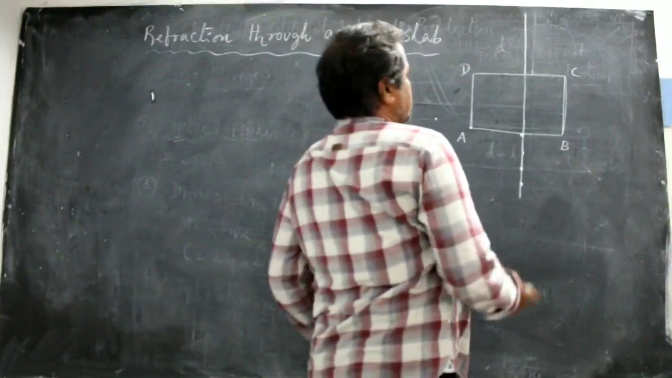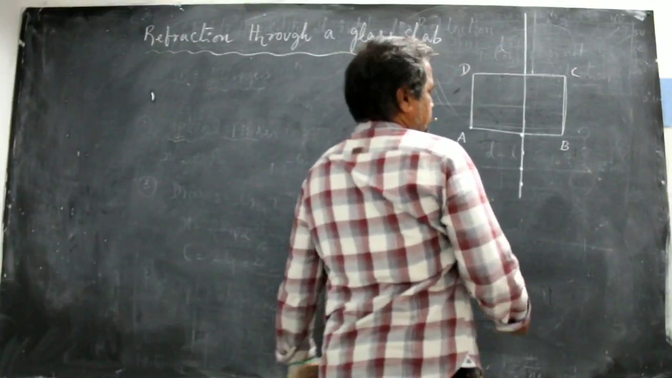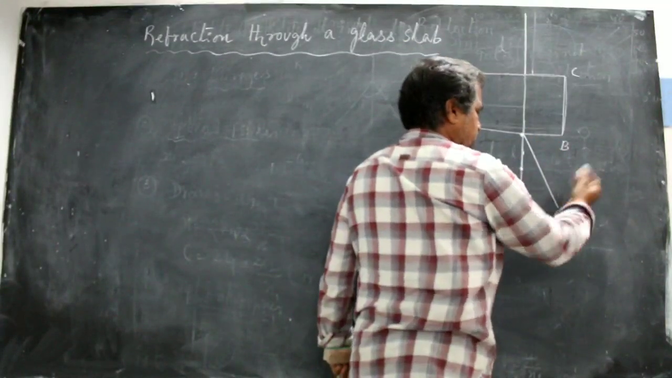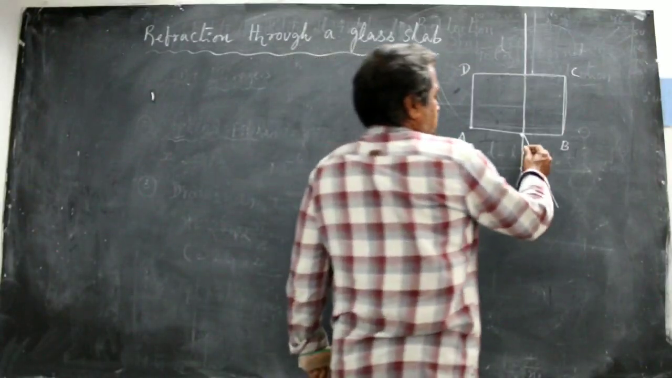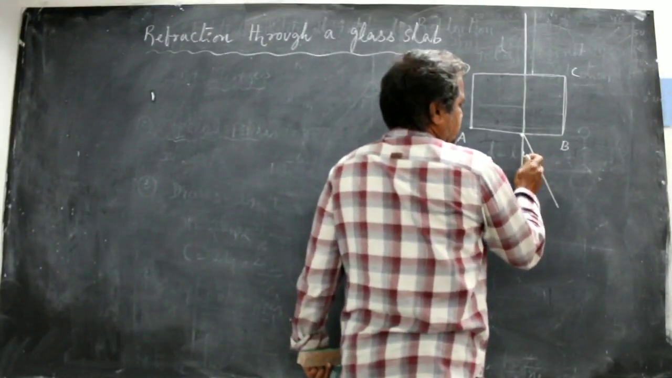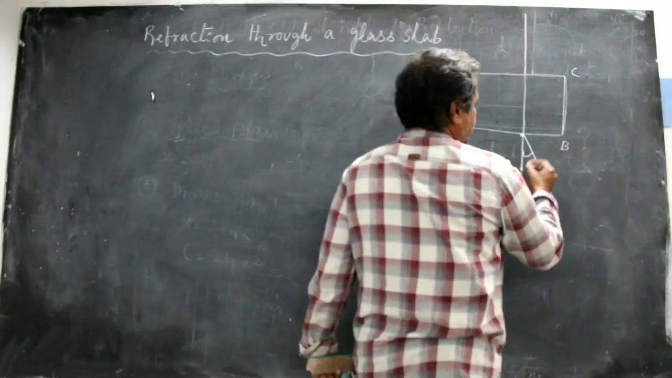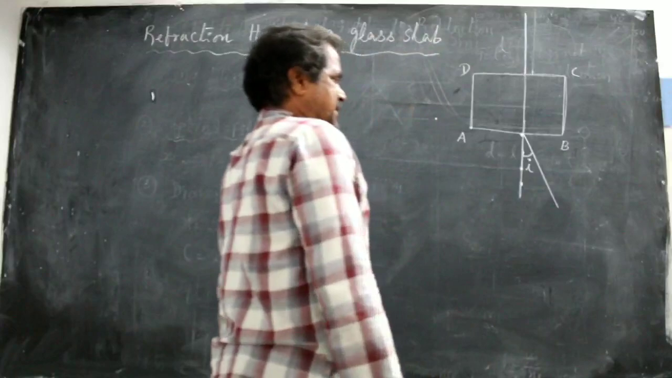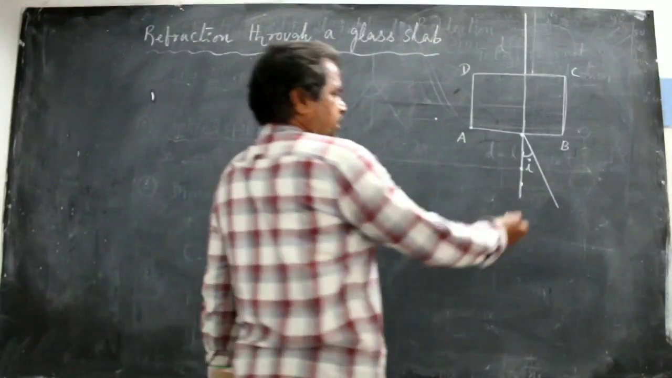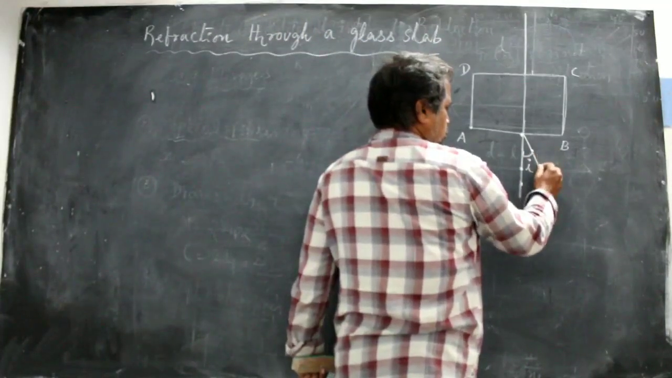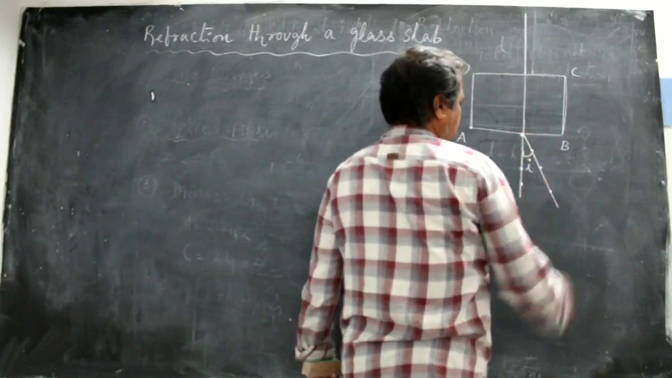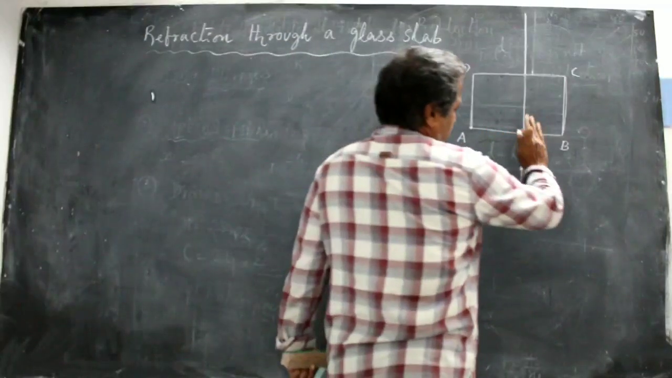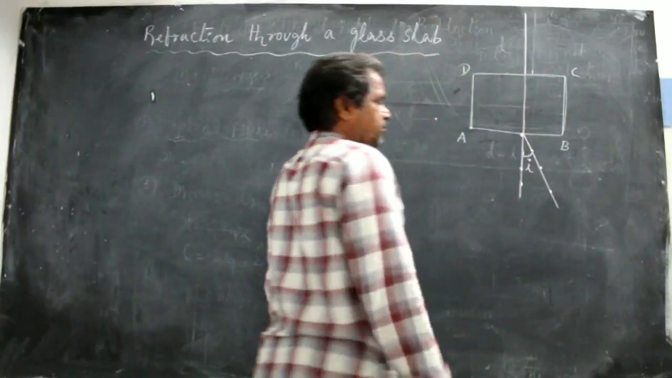Okay. So again, you draw one more line which makes some angle with the normal. Measure the angle between the normal and this line. That angle is called the angle of incidence. Place 2 or 3 pins on this line, all having the same height.